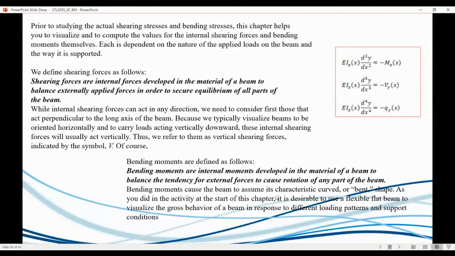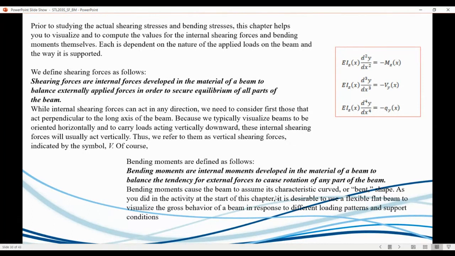So what do they say here? They say prior to studying the actual shearing stresses and bending stresses or forces, this chapter helps you to visualize and compute values of internal shearing forces and bending moments themselves. Right? That's what we'll be doing. Each is dependent on the nature of the applied loads of the beam and the weight supported. So we define shearing forces as internal forces developed in the material of a beam to balance externally applied forces in order to secure equilibrium of all parts of the beam. Beautiful. It's internal forces to secure equilibrium of all parts of the beam.